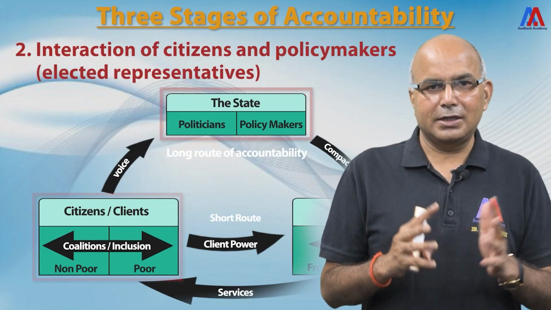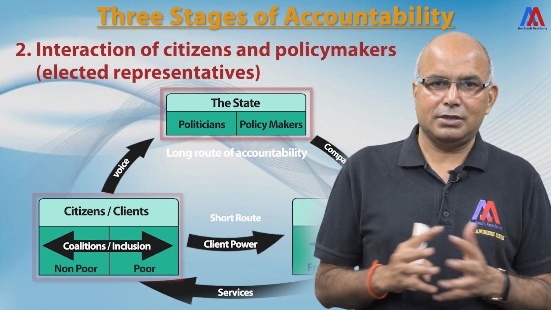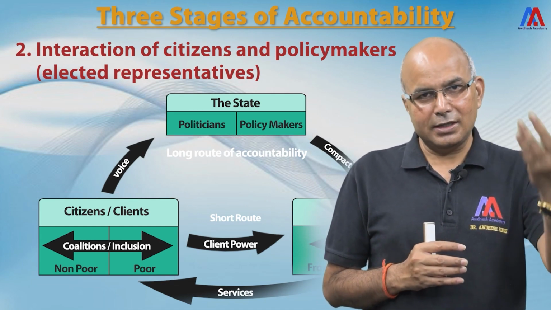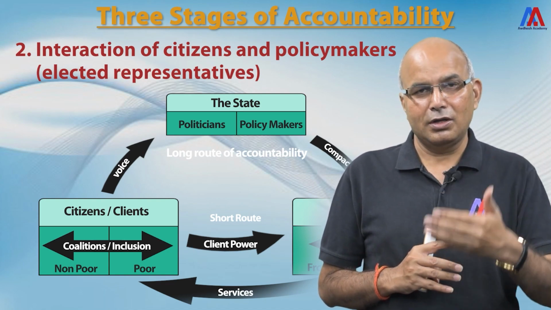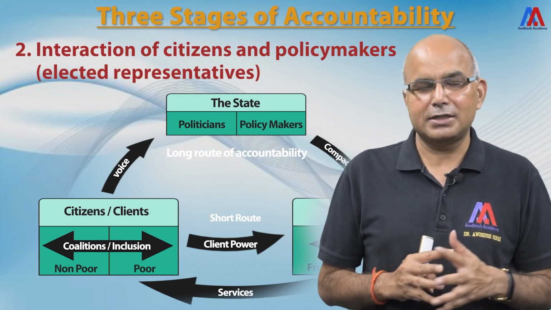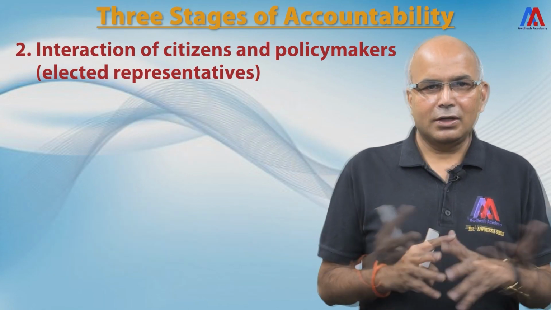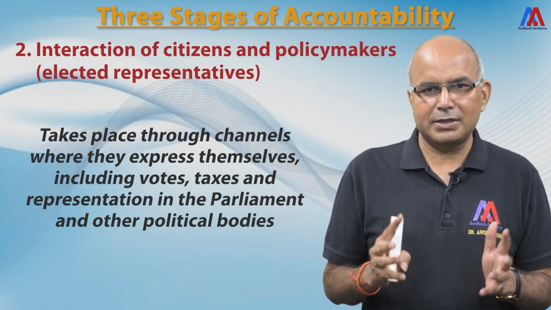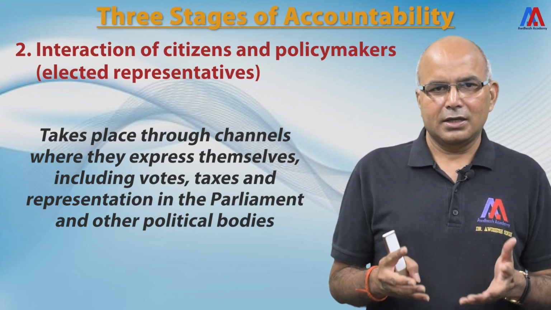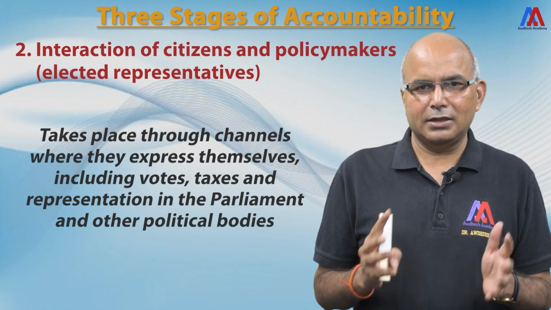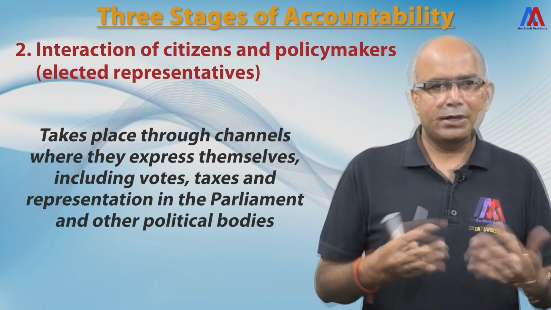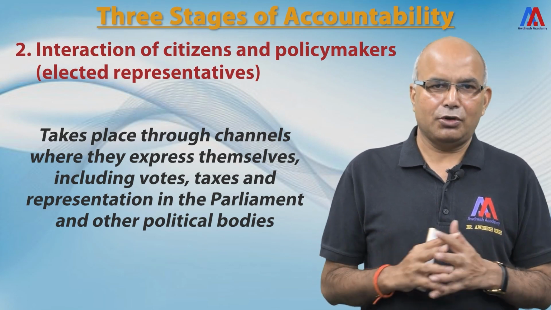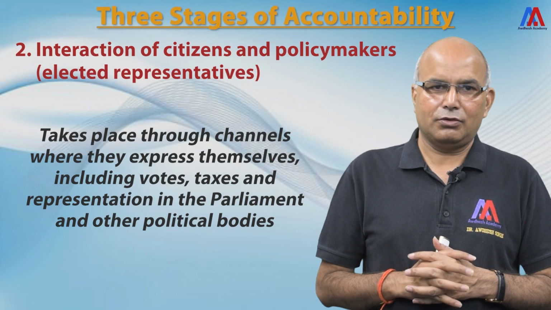At the second level, there is an interaction between the citizens and the policymaker or the elected representative. Now we know that the citizens elect the politicians who make the law or make the policy and also supervise the jobs of the civil servants. Now the interaction between the citizens and the politicians takes place through the channels where they express themselves, including votes, taxes, and the representation in the parliament and other political bodies. Ultimately, it is the people who elect the politicians into power and they make the laws and policies. So that is the second level of accountability.